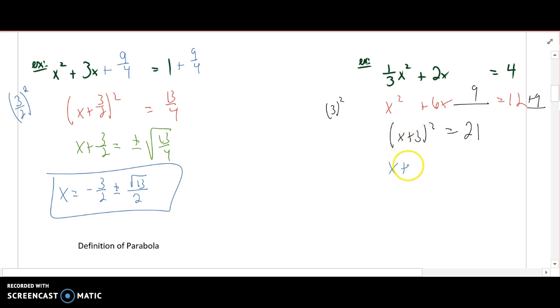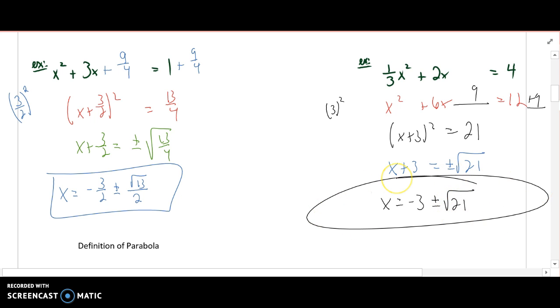Take the square root of both sides, so x plus 3 is plus or minus the square root of 21. And then the last step is to subtract 3 from both sides, so negative 3 plus or minus the square root of 21. That doesn't break down this time, so we get that answer.